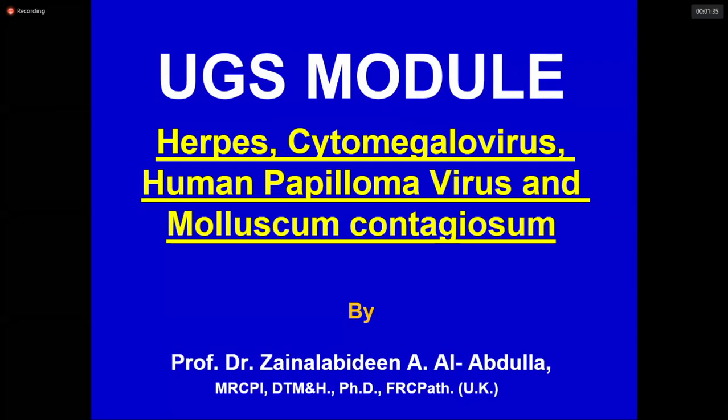The second lecture, we will speak about some of the important viruses related to UGS infections. These viruses are the herpes viruses, and we have tackled the herpes viruses with the CNS, for example, HSV-1. Cytomegalovirus is also part of the herpes viruses, as well as human papillomavirus and molluscum contagiosum. We are going to go through these four viruses in more detail and see their importance in the UGS infection.